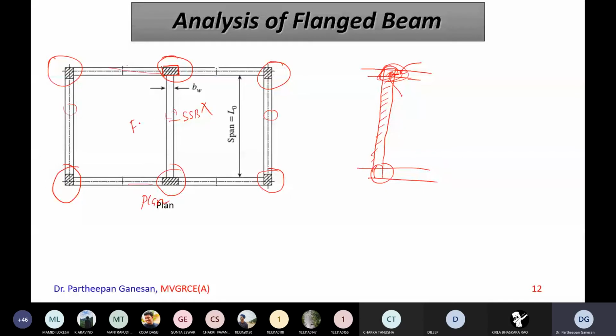This will be considered as a fixed beam because at this junction, the column and the beam will be cast together, and there will be proper bonding between the beam and the column reinforcements. That is why we will term this a fixed beam. This is also a fixed beam. This is also a fixed beam. All will be fixed beams.